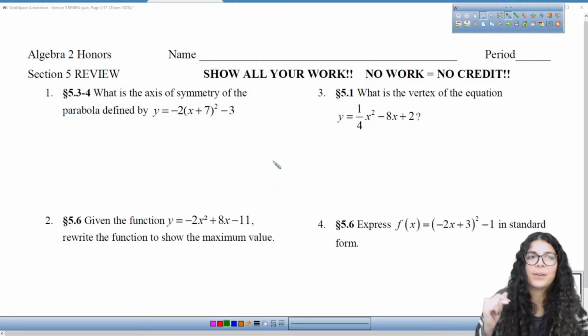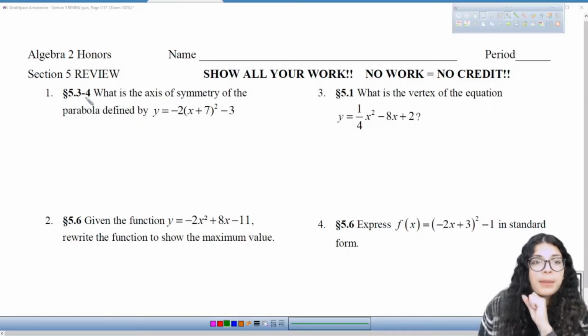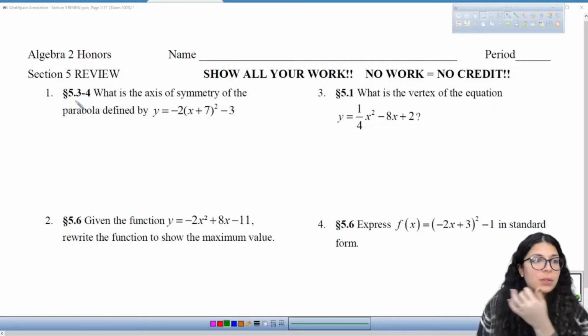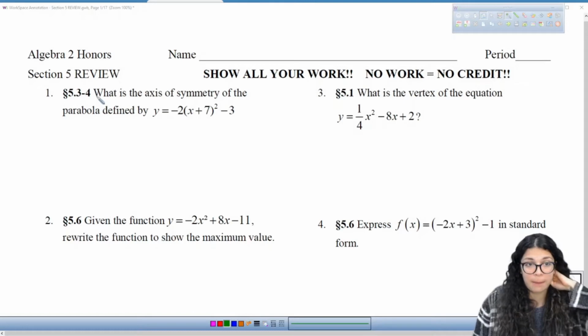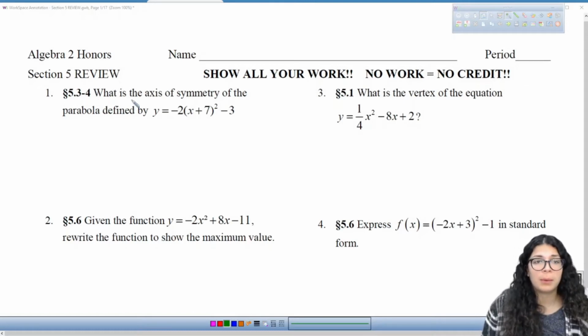Hey guys, so let's go ahead and get through the section 5 review. As always, remember that the section number is next to the question. So if you want to go take a look at the notes or take a look at the homework for that section, you can. So number 1 says, what is the axis of symmetry of the parabola?